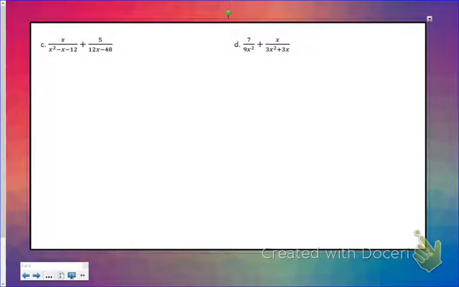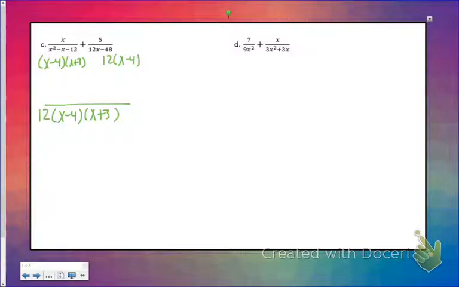All right, so let's look at some more examples. This next one, if you feel pretty comfortable, I want you to pause the video and try this one on your own. But I'm going to go ahead and work this one out. So I factor the bottom. All right, and then we look and see what our common denominator needs to be. So my common denominator is going to be x minus 4, x plus 3, and then I also need to multiply it by 12 because those are all of my factors.